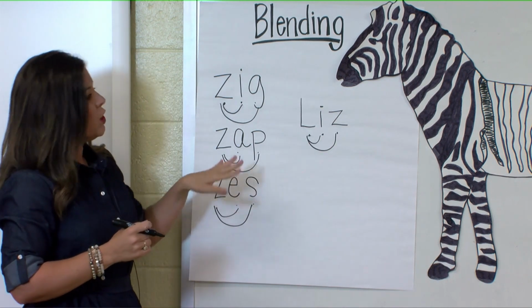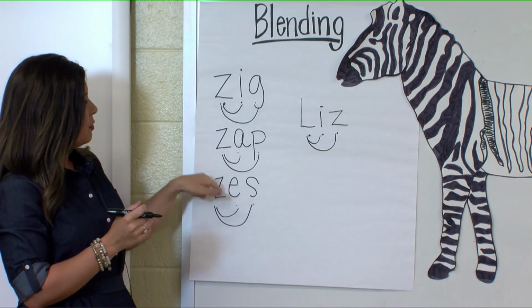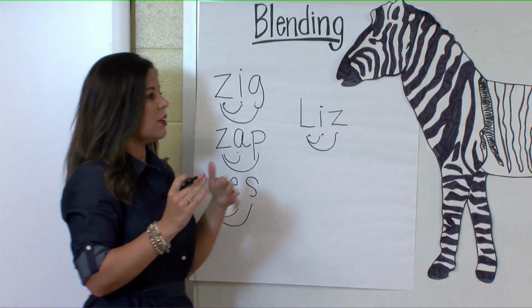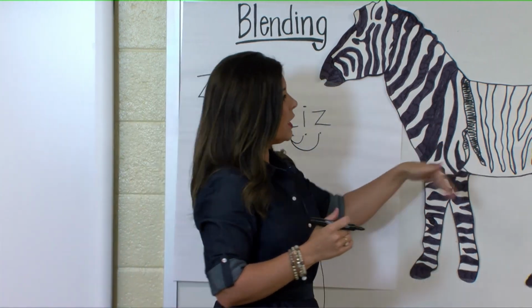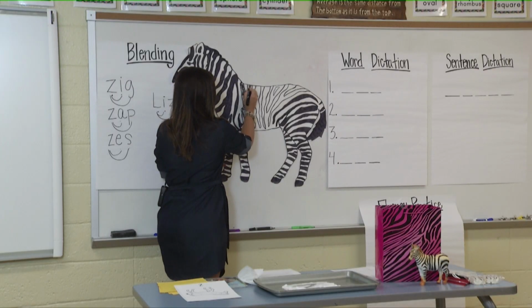All right, so you can go back to our zebra, and we have blended 3 whole words. So I'm going to give you a few seconds. Let's shade in 3 stripes on our zebra.